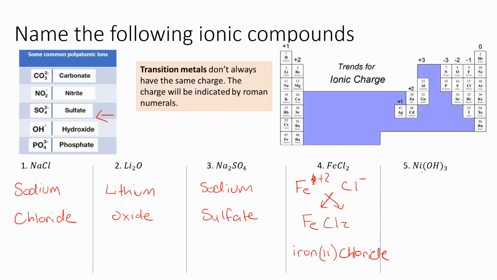Same thing here. So we've got nickel and we have hydroxide ion, and this -1 will come down next to nickel. Some charge will come down next to hydroxide, and we can see that that's a 3. That means this nickel has a charge of +3. So we're going to write nickel 3 hydroxide.